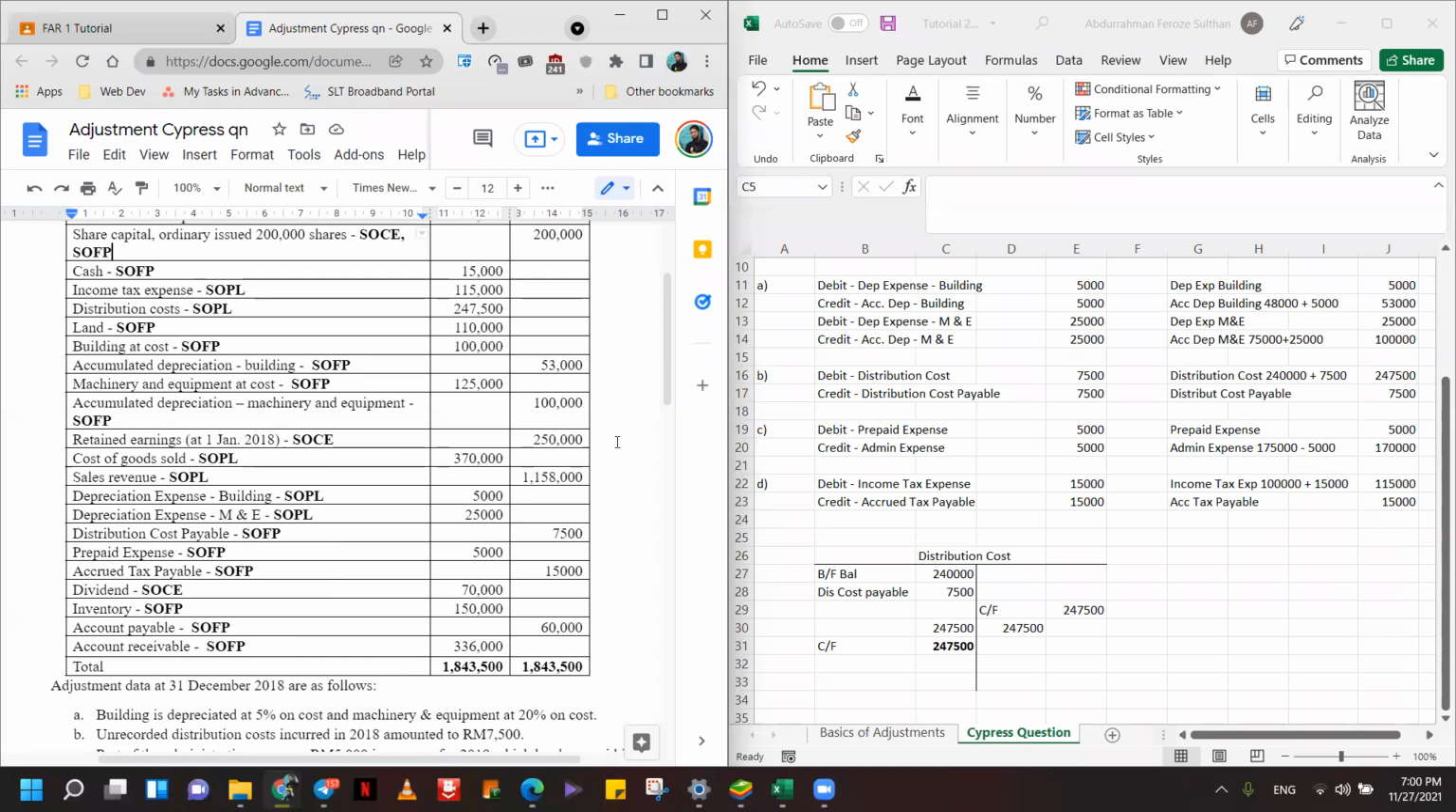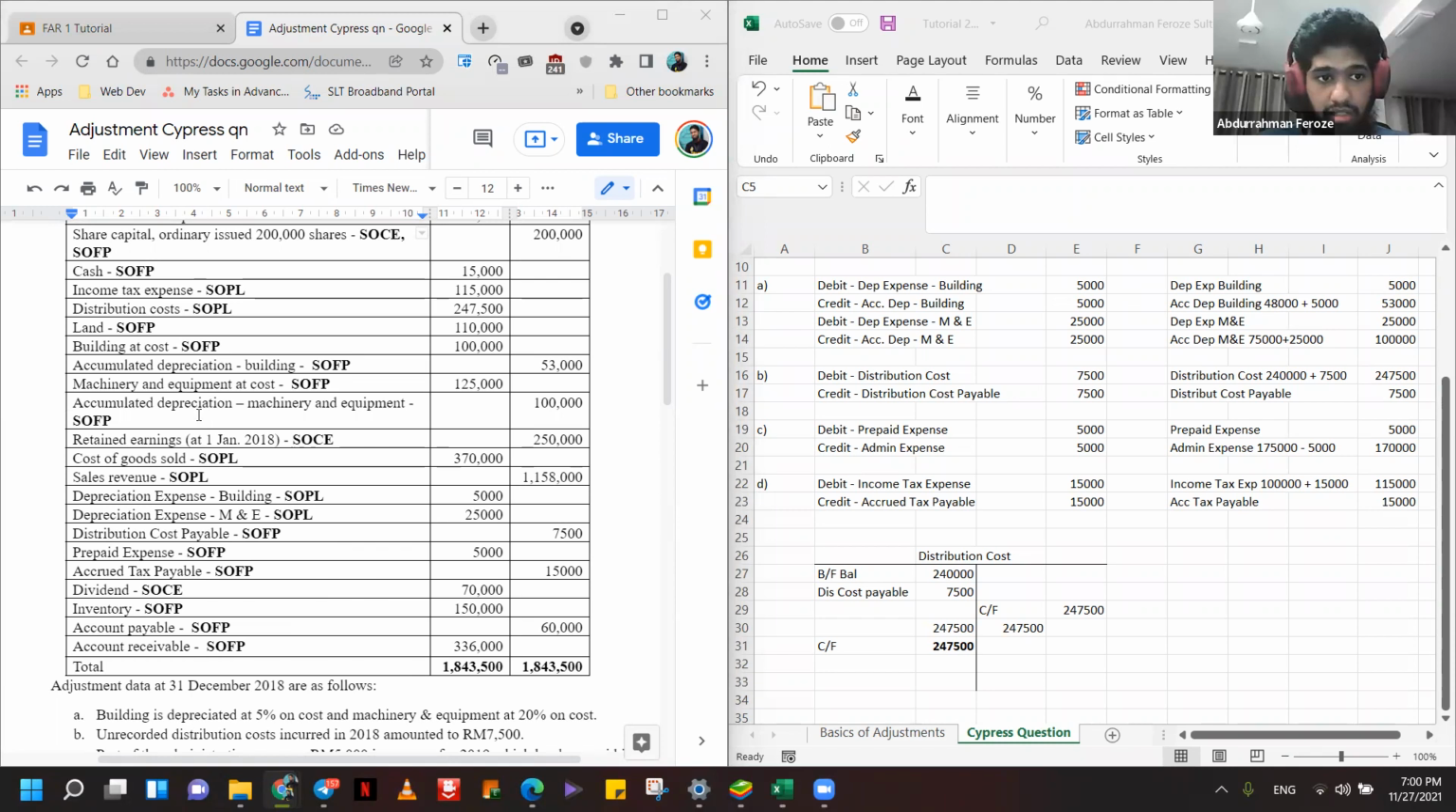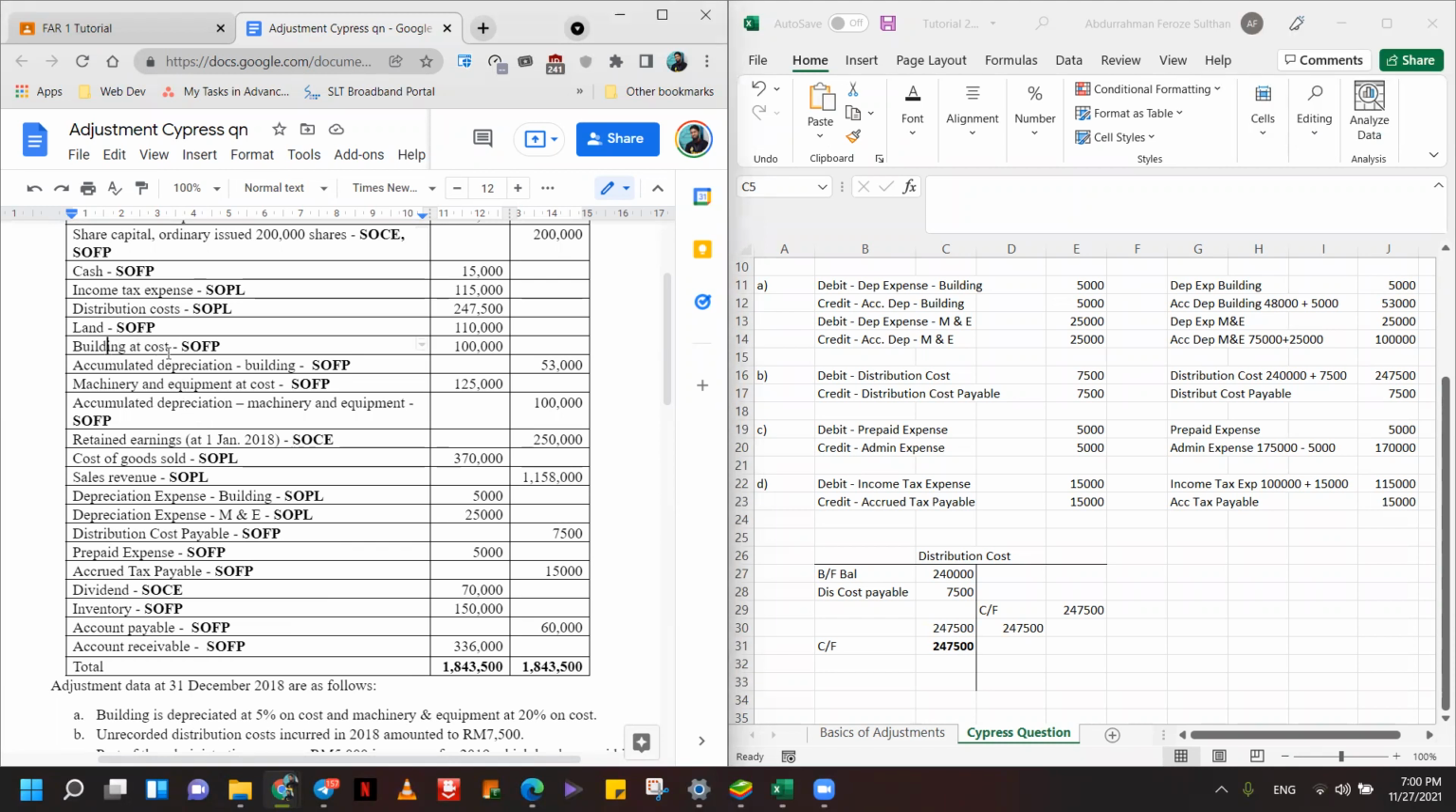Sir, can you explain what is building at cost? What does it mean by building at cost? I don't really understand building at cost.